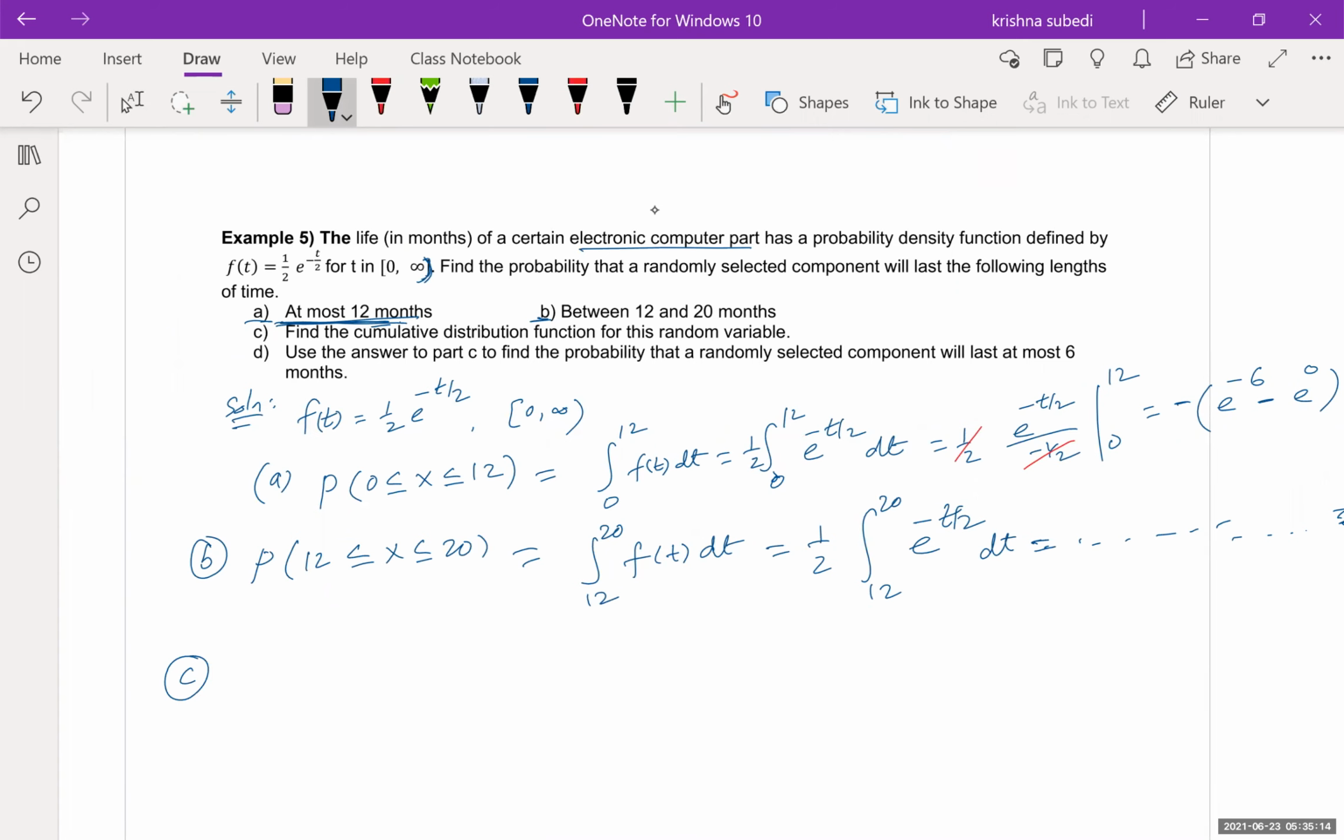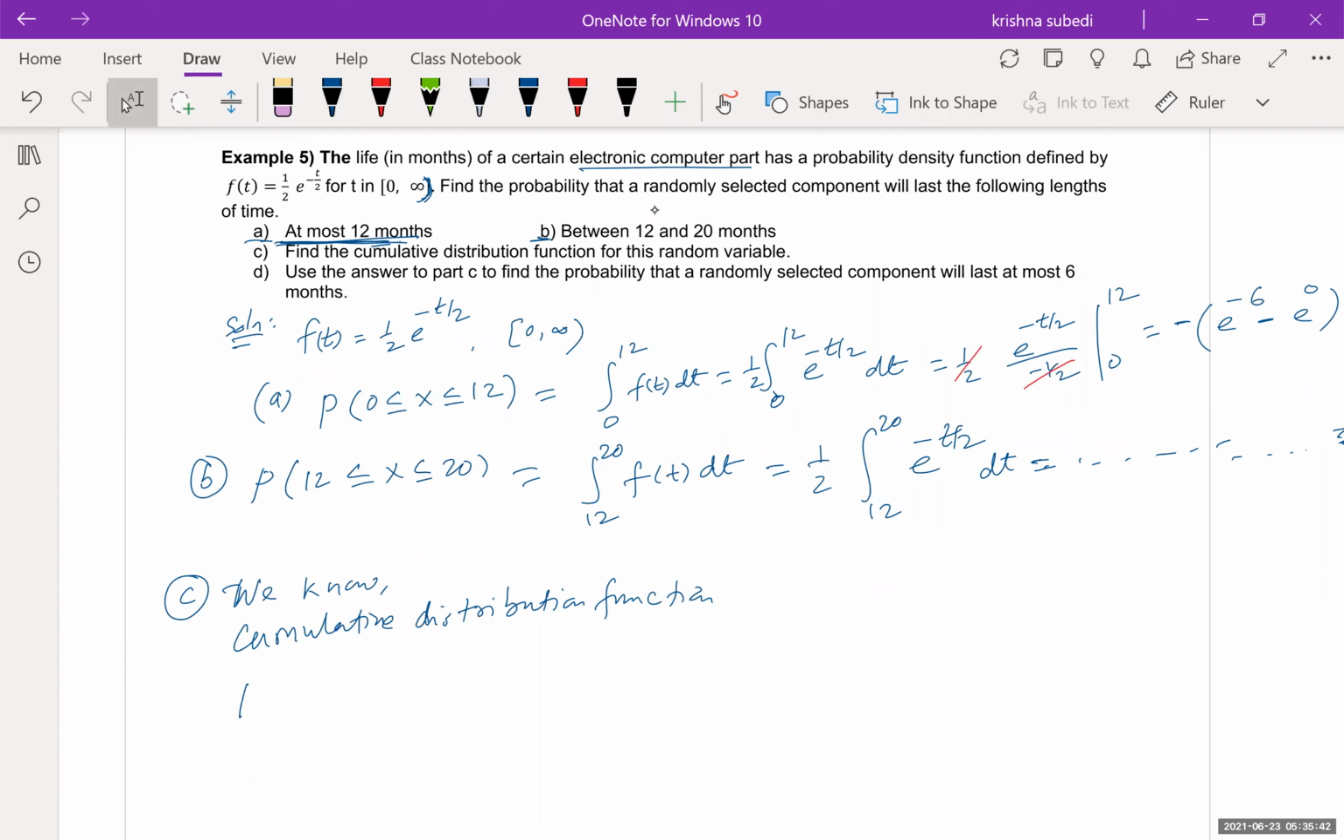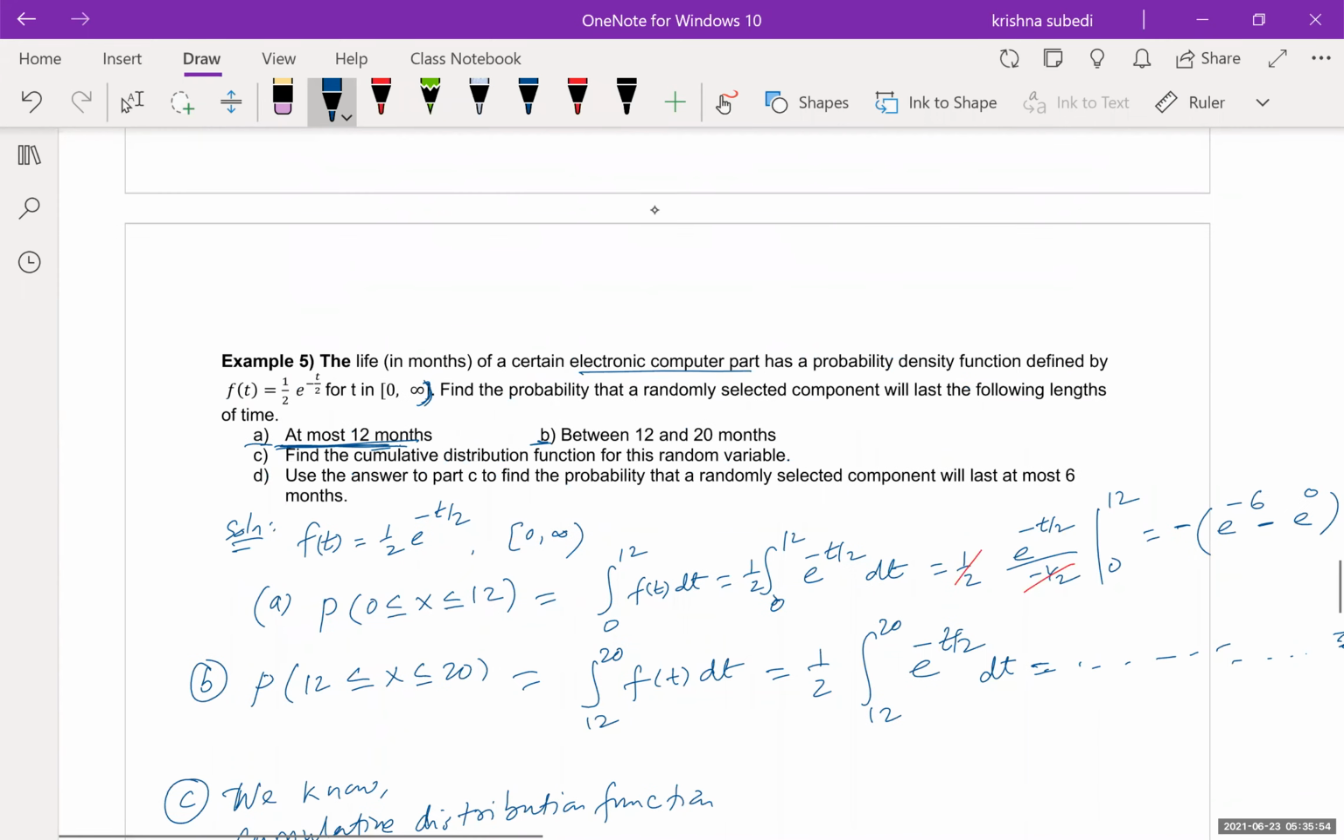Find the cumulative distribution function for this random variable. So we know the formula, right? The cumulative distribution function is given by the integral from a to x of f of t dt. That's the formula. Recall from the previous page, that's the formula we discussed earlier.